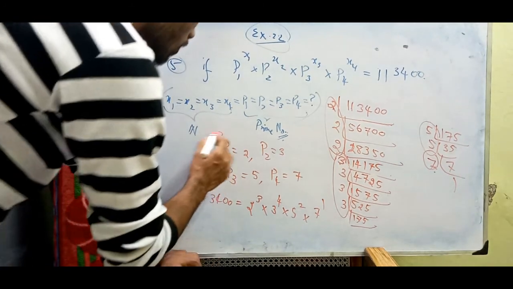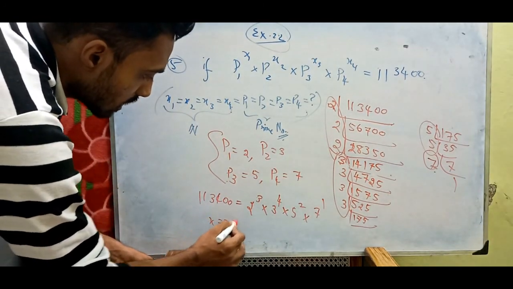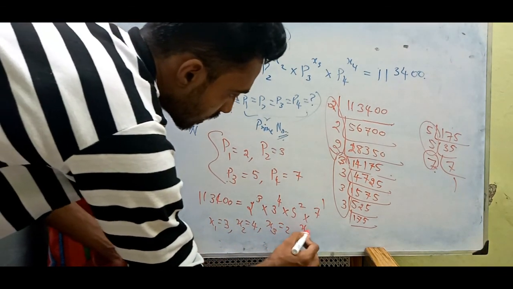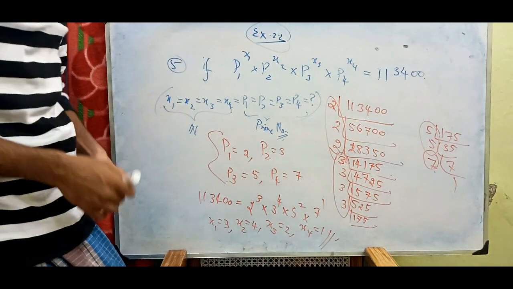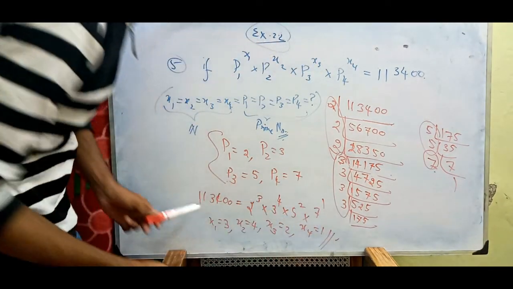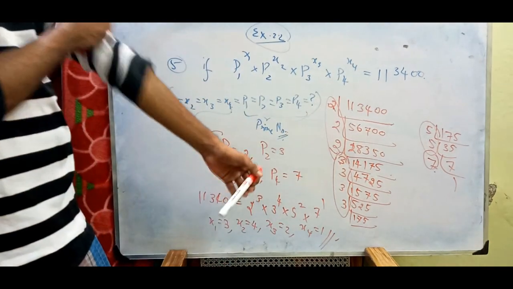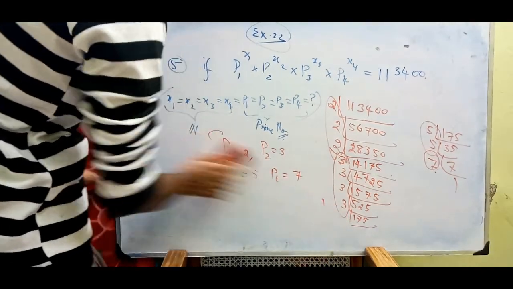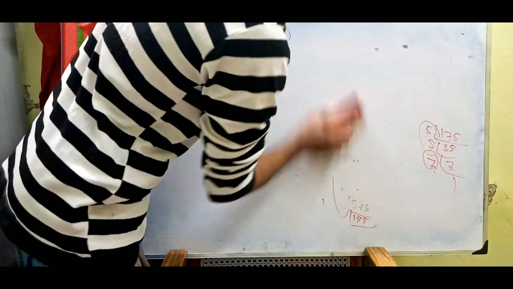That means we already know the p values, and now the x values are x1 equal to 3, x2 equal to 4, x3 equal to 2 and x4 equal to 1. Here you go. So this was your final answer. All the x values and p values are got only through the prime factorization of 2, 3, 5 and 7. Okay, and this was a composite number 113400.